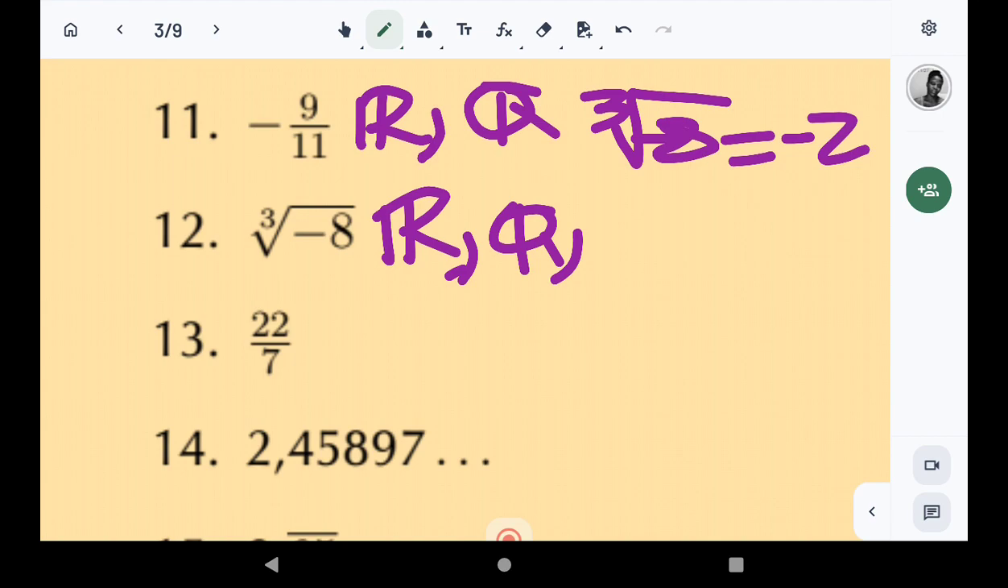Is it an integer? Yes, it is an integer. Is it a whole number though? No, it is not a whole number. Whole numbers start from 0.